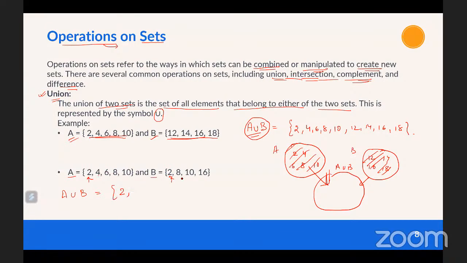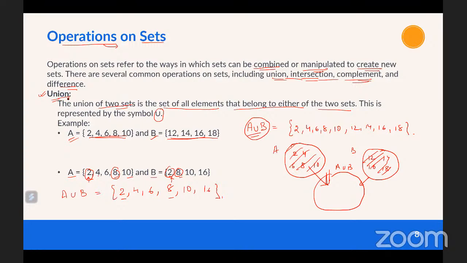Again, we have here 4, but 4 is not here, so we'll just write 4. Then 6 is in this set. 8 is in both the sets. Again, we'll just write 8. Then 10, then 16. Okay. So in this case, you see, there are some common elements, 2 and 8. These are common elements in both the sets, but they are not repeated twice.